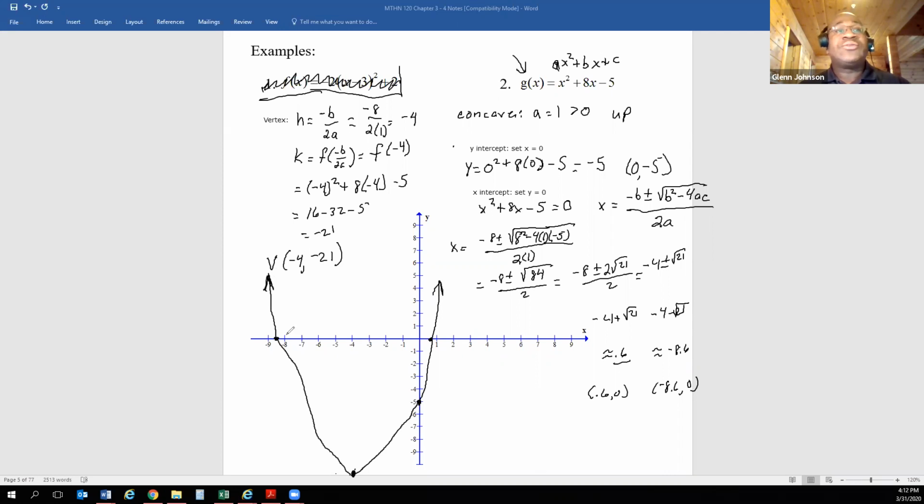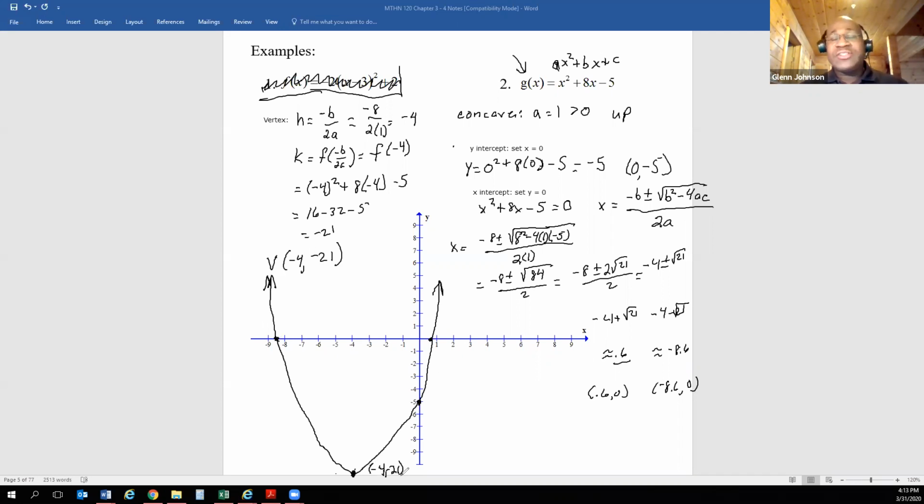Okay, and so our drawing isn't the best in the world, particularly right here. Okay, so if you can just imagine the vertex here is at the point (-4, -21), we see here that we do indeed have the graph of the parabola.